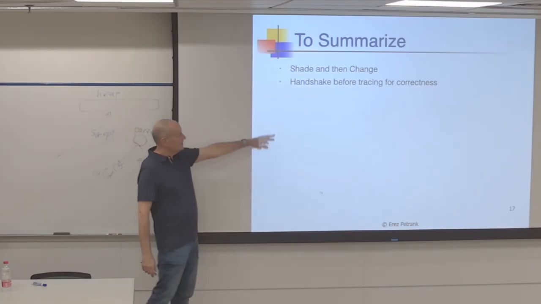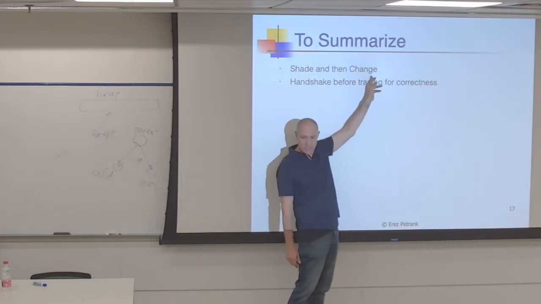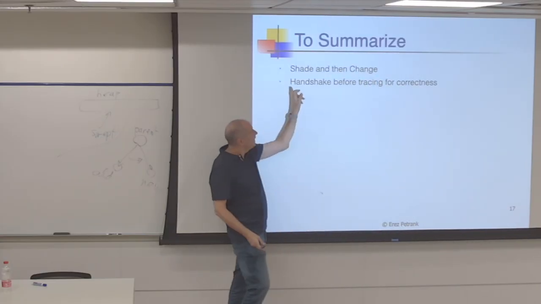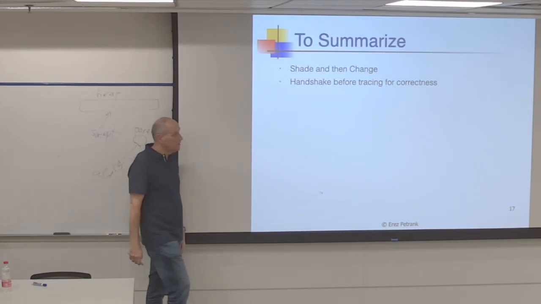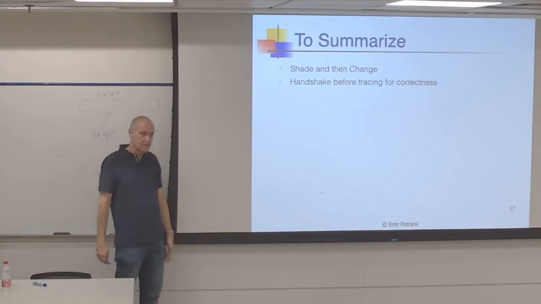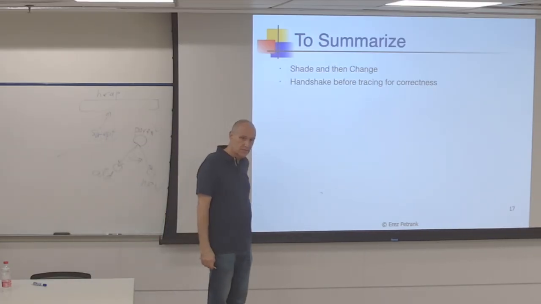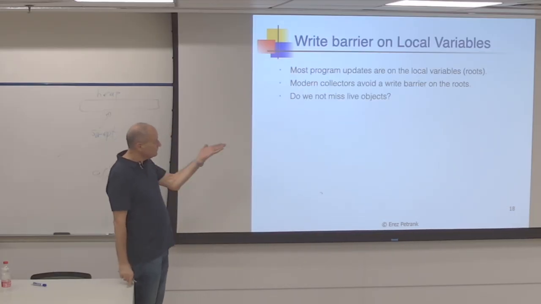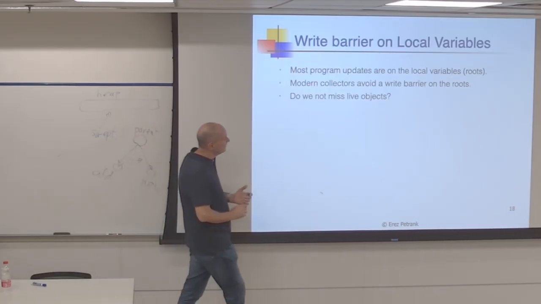And so DLG uses shade and change, and they can use many threads. It will not be a problem. And they use a handshake before tracing starts, and that gives the correctness of the collector. Okay, so how do we do this write barrier?